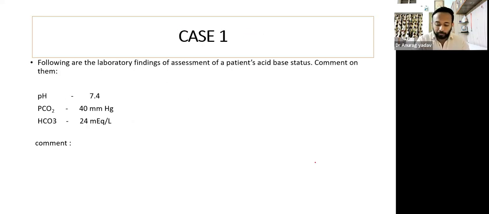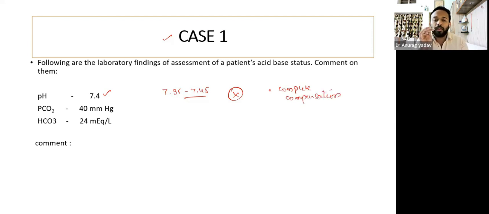Now we come to case number 1. Here a patient comes with an acid-base status of pH 7.4. Is it in the normal range of 7.35 to 7.45? Yes, it is. Should we stop there? No, because we have learned one more thing called complete compensation. In complete compensation, an acid-base disorder was there, but it has corrected by itself, so the pH will be normal.